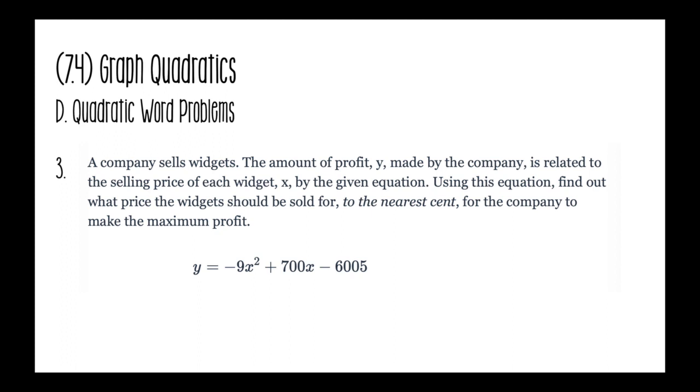So with this one, again, I'm looking for just x. So I'm going to do the opposite of 700, so negative 700 divided by 2 times a, which is negative 9. That gives me 39 cents, and that is going to be my final answer. Again, if I wanted the profit, I would take 39 and plug it back in for my x's there, and that would be my answer.